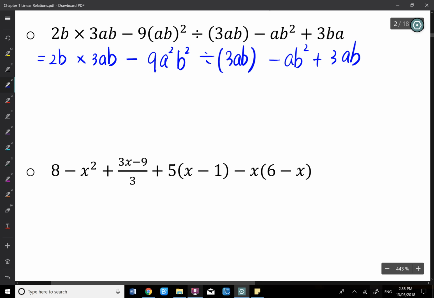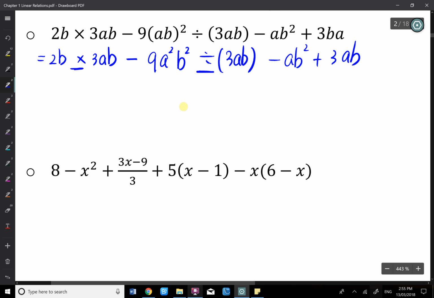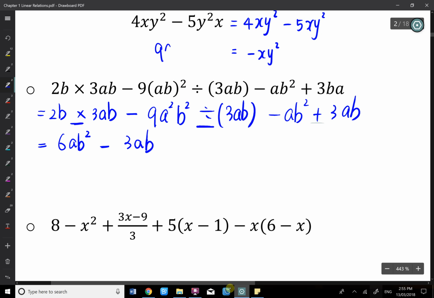After that, what's the next thing you need to calculate? Bracket, power, multiplication, or division. That's the multiplication, that's the division. Well, there's no more. We need to calculate that first. That's a 6ab squared minus 9a squared b squared divided by 3ab. That's a 3ab left. That's 9a squared b squared over 3ab.